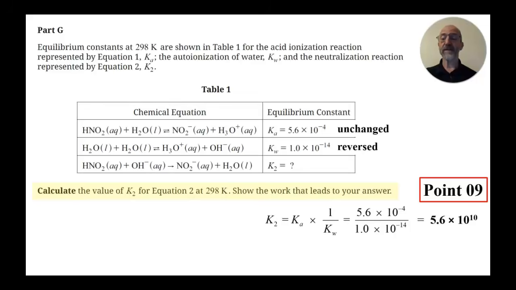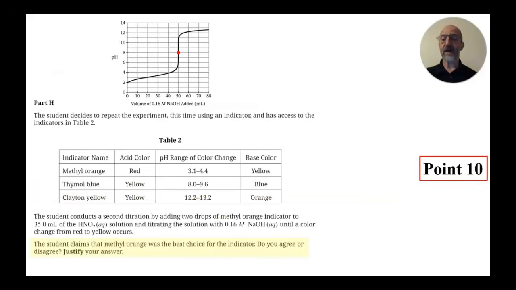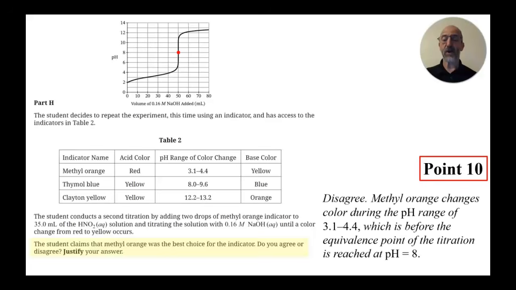So for 0.9, I get a K2 value of 5.6 times 10 to the 10. And now the last point of question 3 is a student makes the claim that methyl orange was the best choice for the indicator in this titration. Well, I need my acid-base indicator to change color at approximately pH 8 so that my indicator will change color at a pH that is near the equivalence point. So my answer to this question was I disagree. Methyl orange changes color during a pH range of 3.1 to 4.4, but that is before the equivalence point of the titration, which is at pH of 8. So I said I disagree.